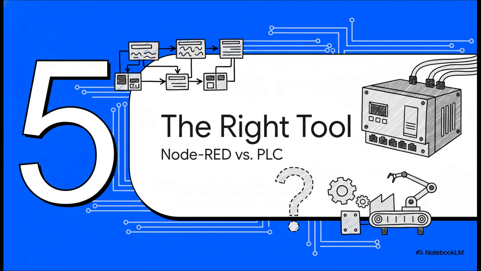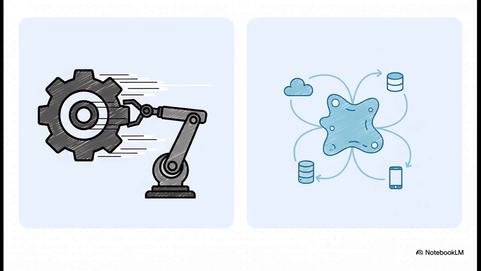Okay, this brings us to a really, really important point. To use any tool well, you gotta know what it's for, but you also have to know what it's not for. And a big point of confusion is how Node-RED fits in with a traditional PLC. Let's just break it down. A PLC is built for one thing: hard, real-time machine control. It has to be blazing fast and super reliable. Node-RED, on the other hand, is built for integration and moving data around. Its job isn't to control a robot arm in milliseconds. Its job is to get data from A to B to C.